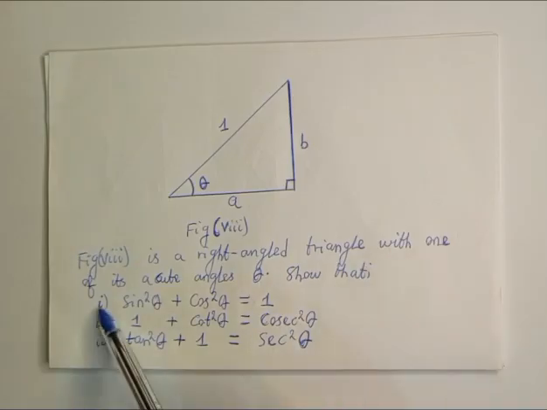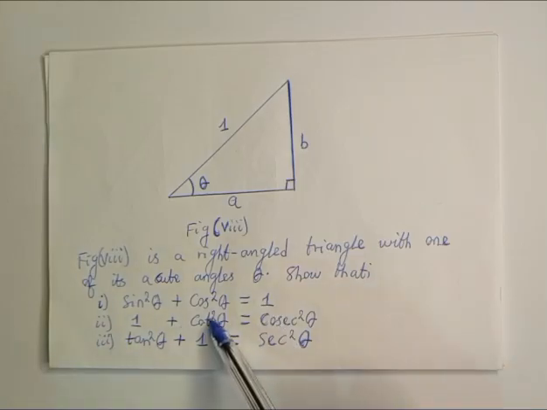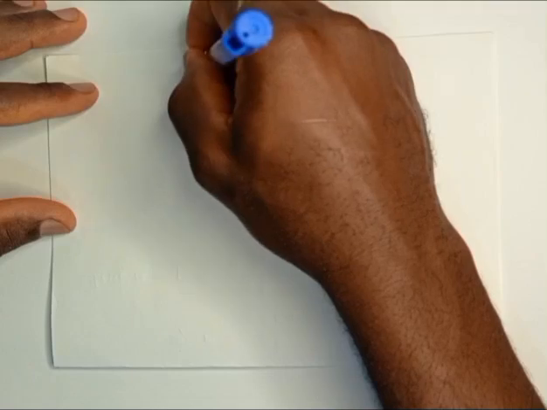Show that (i) sin² plus cos² is equal to 1; (ii) 1 plus cot² is equal to cosec²θ; (iii) tan² plus 1 is equal to sec²θ. Take solution.